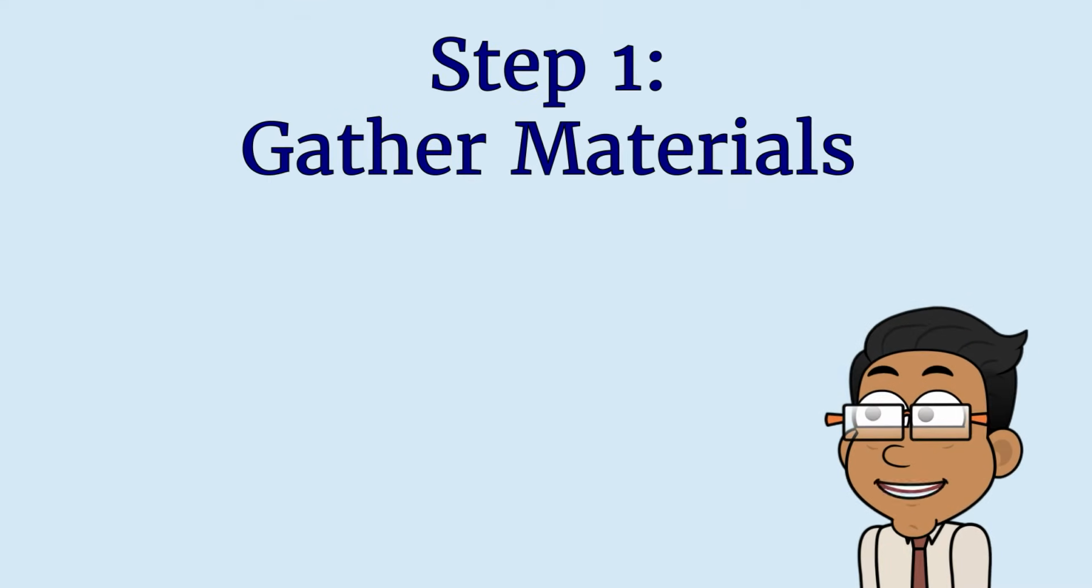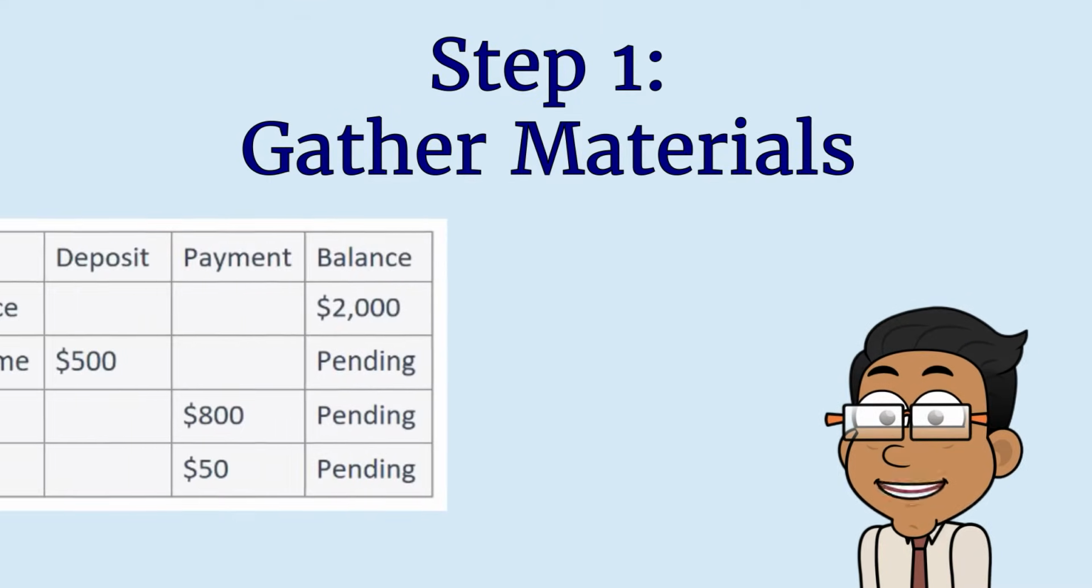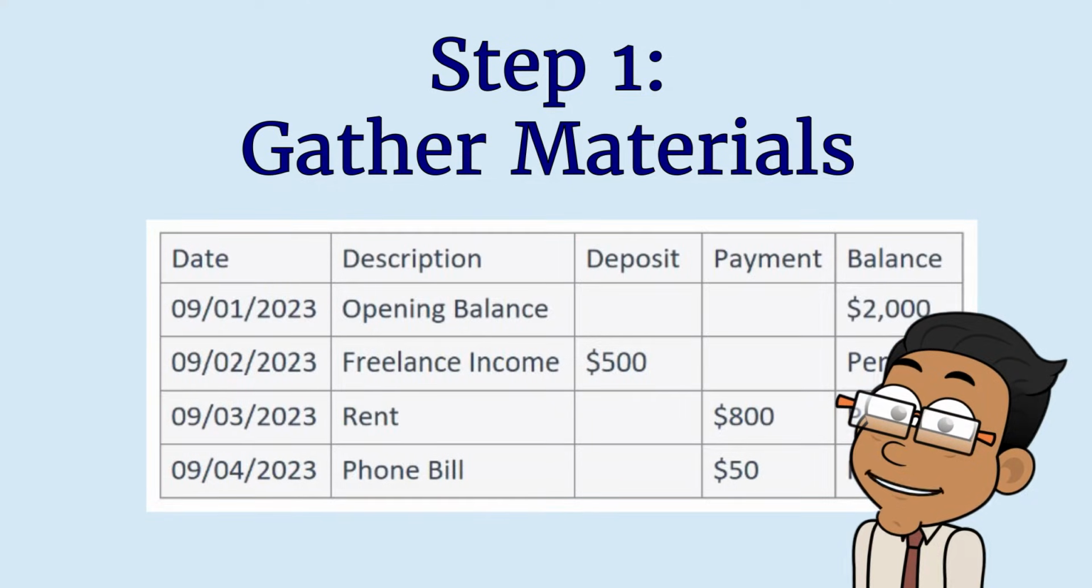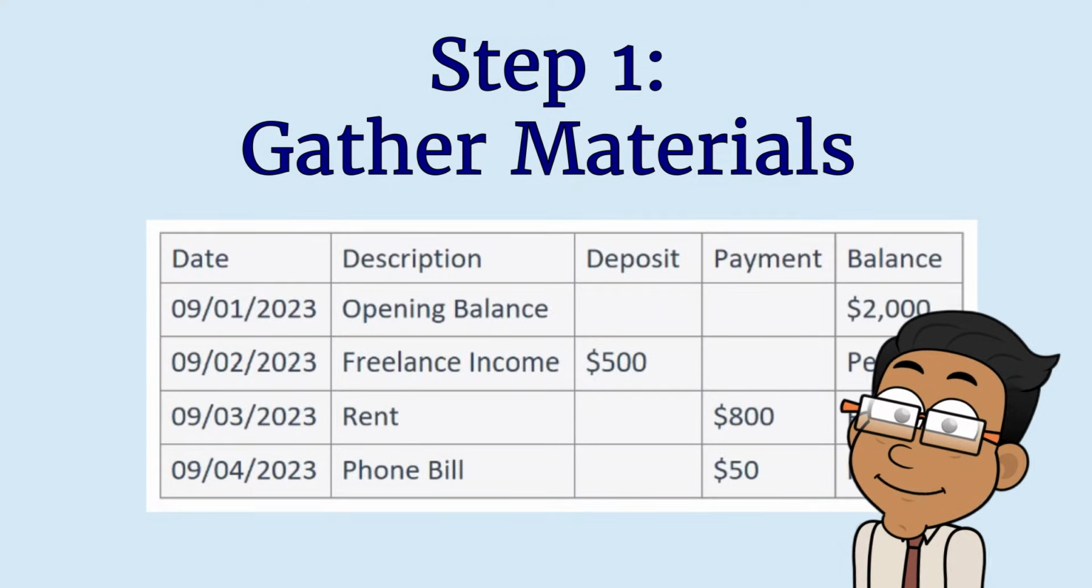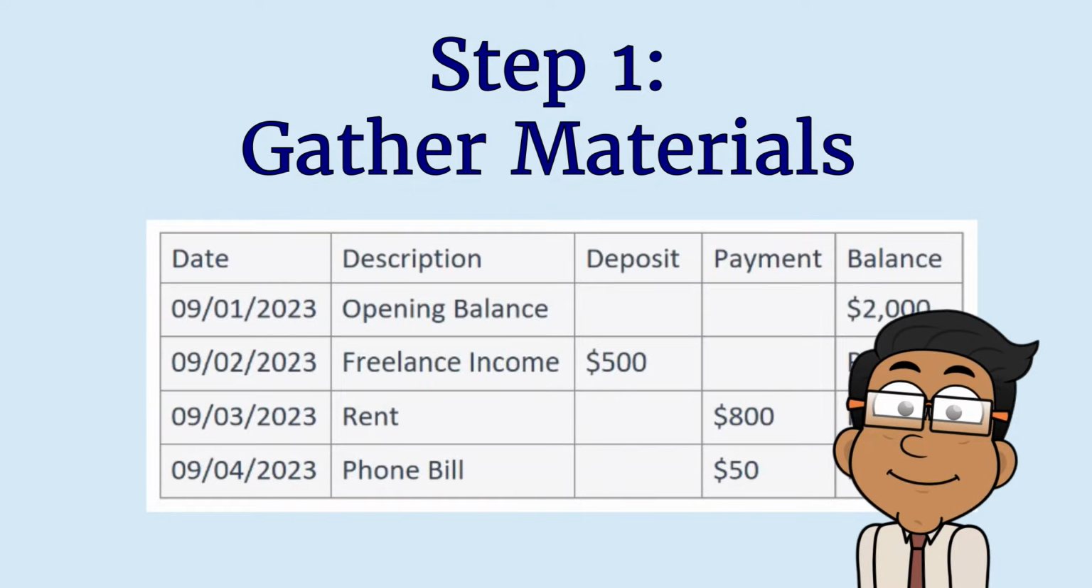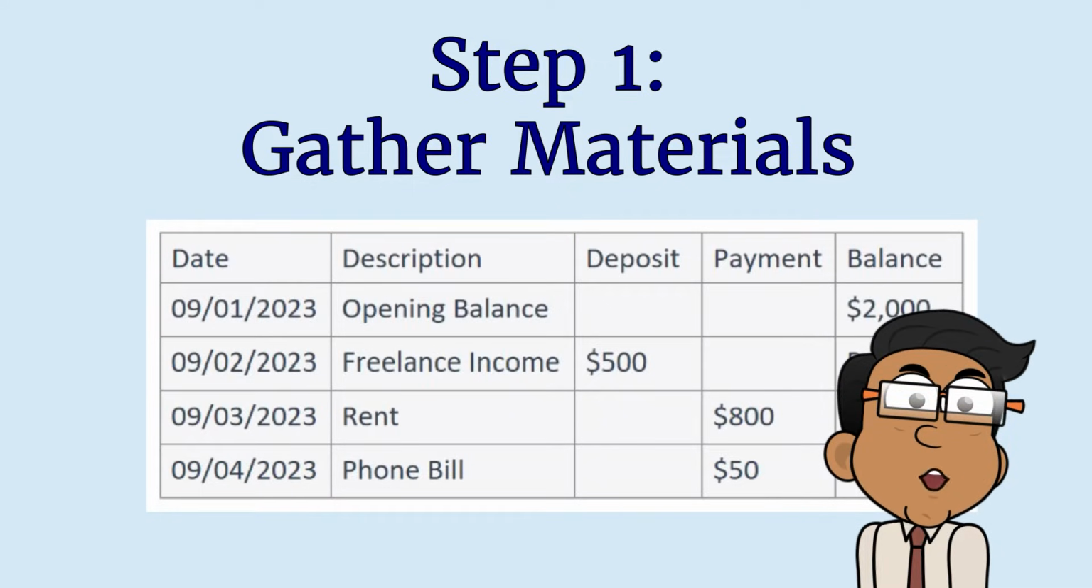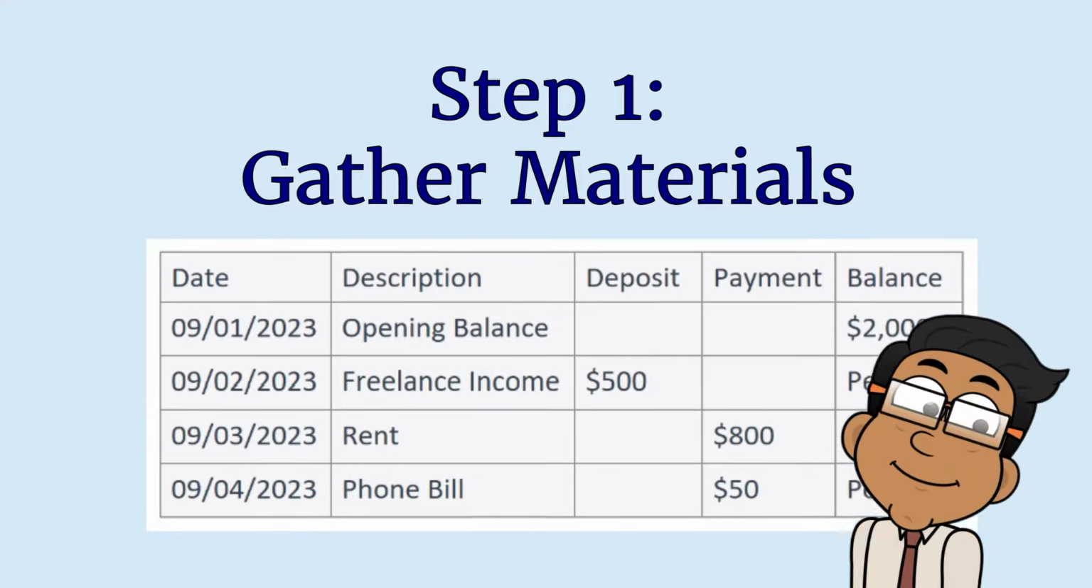Step 1. Gather your materials. You'll need your checkbook register, or if you're doing this digitally, open up your budgeting app or spreadsheet. Also, get a hold of your most recent bank statement. If you have multiple accounts, make sure you're looking at the right one.